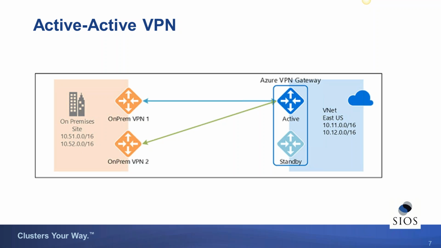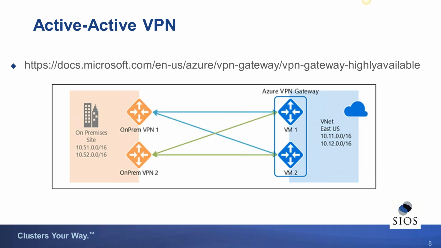What they came out with now is the ability to have an active VPN gateway, and that's going to give you much higher levels of availability when you're talking about your hybrid cloud solutions. Pictured here is a typical full mesh solution with active on-prem as well as in Azure. It's going to give you more redundancy and more reliability for your connection into Azure. The link to the documentation about this is right here in this slide.